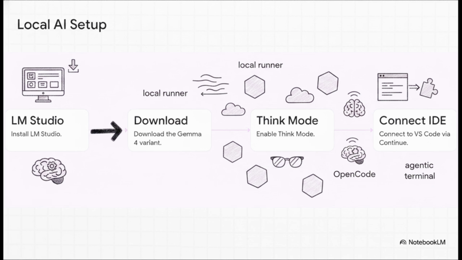First up, just install LM Studio. It gives you a really clean UI so you aren't fighting with command lines. Download your Gemma 4 model right in the app. Next, you'll want to connect that local runner to your IDE like VS Code. You can use the awesome open-source Continue extension or even a dedicated agentic terminal like OpenCode.